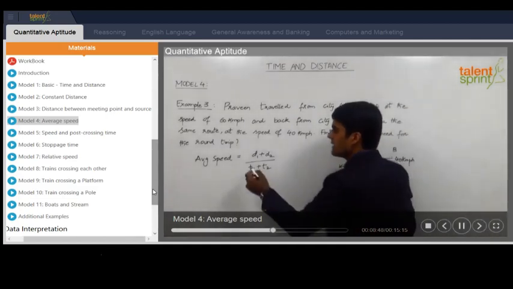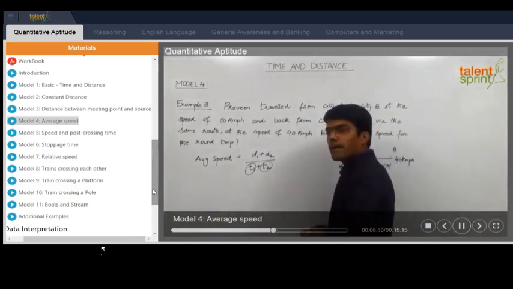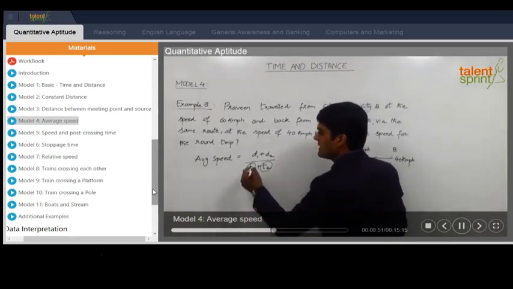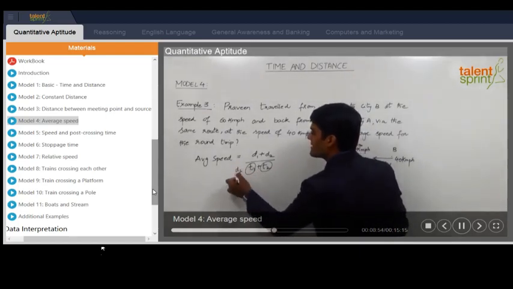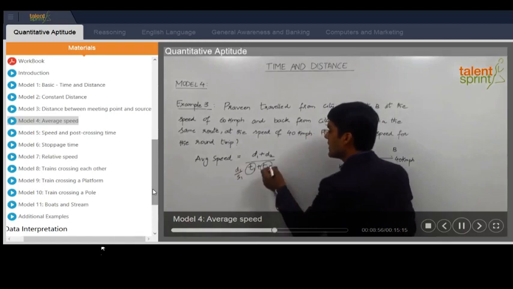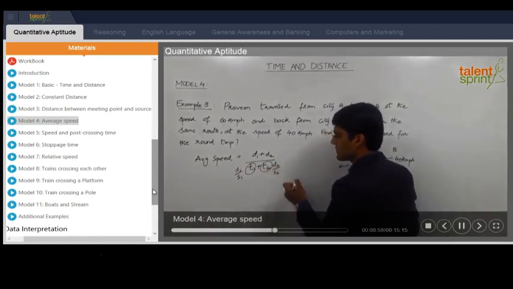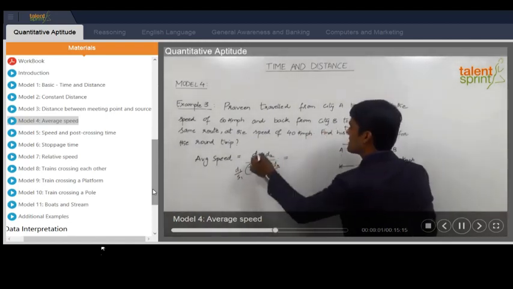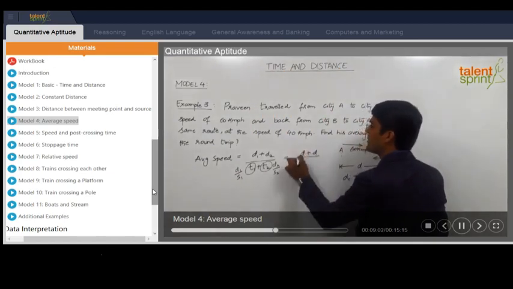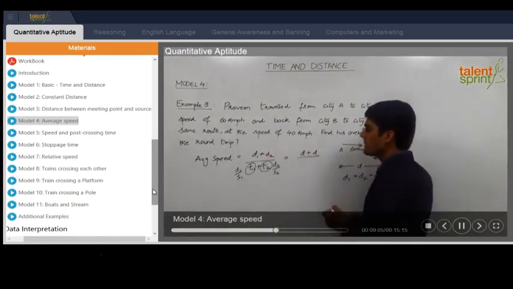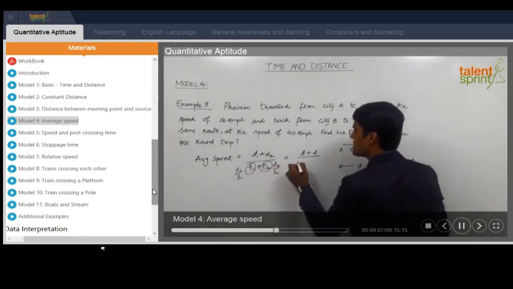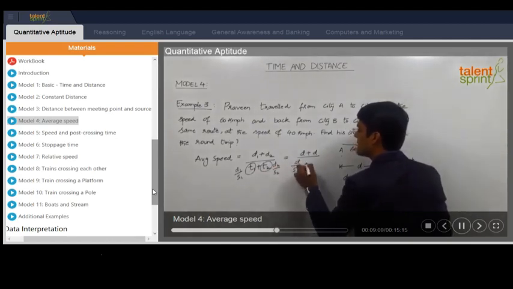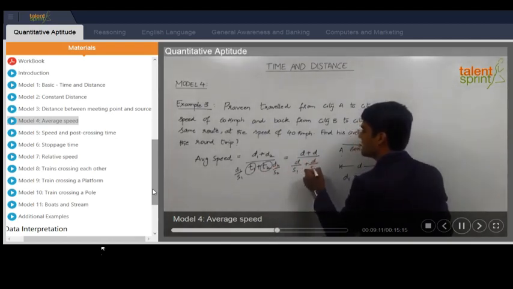Now, as given here, the times are not specified. And in the previous example, we have seen that time can be taken as distance by speed. So t1 is d1 by s1 and t2 is d2 by s2. As you can see here, the total distance traveled will be d plus d. Why? Because d1 and d2 both are equal to d, divided by d1 by s1, that is nothing but d by s1 plus d2 by s2, that is d by s2.